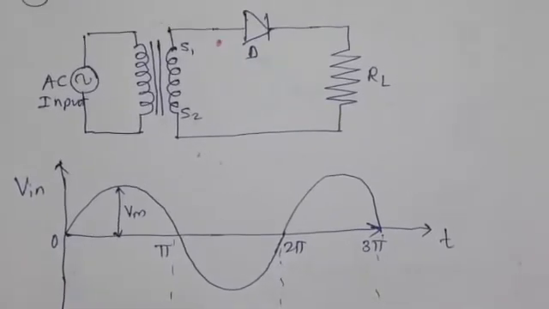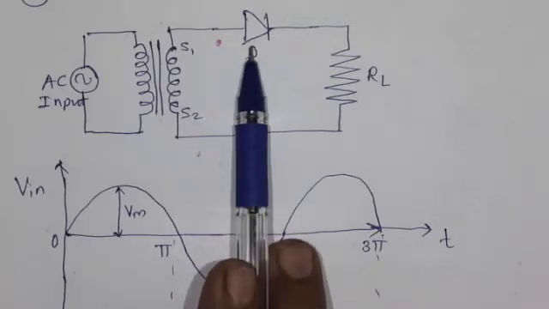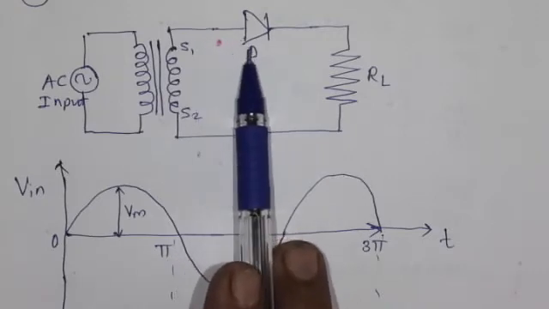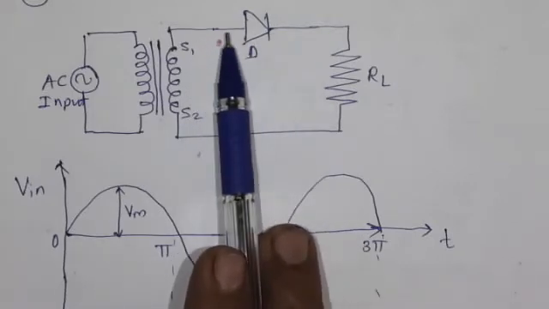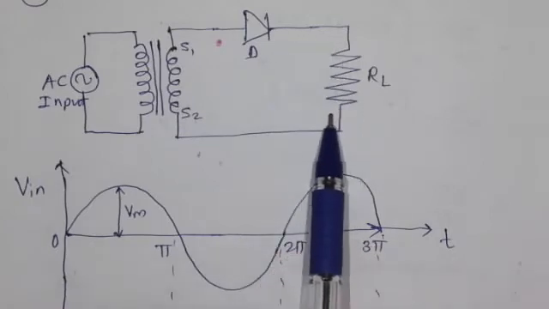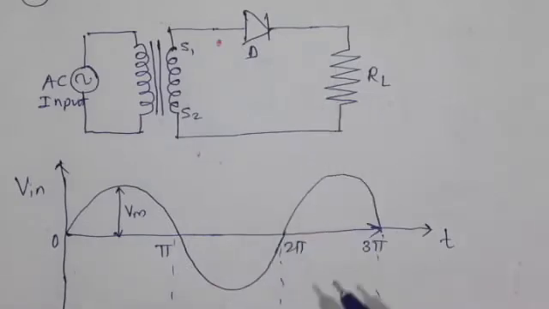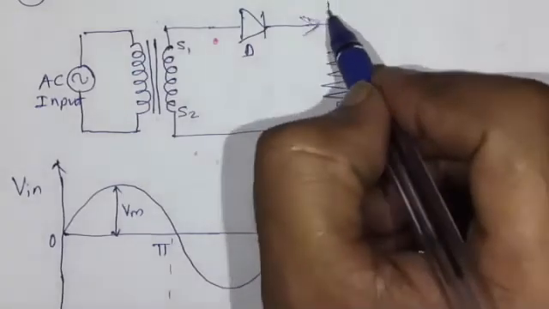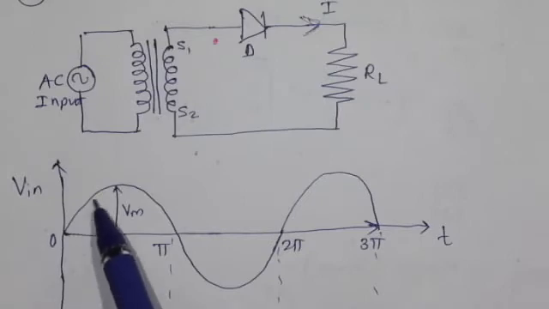During the positive half cycle, this P terminal is positive, and as it is positive, the diode is said to be forward biased. As this diode is forward biased, the diode becomes on, and current is allowed to pass through this diode from P terminal to N terminal through this load resistor and S2. The direction of current is represented like this. Now during the positive half cycle, there is conduction.